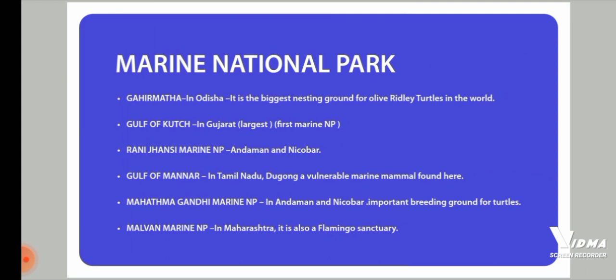Next we deal with the marine national parks. There are 6 marine national parks. The first one, Gahirmatha in Odisha. It is the biggest nesting ground for the olive ridley turtles in the world. And next, Gulf of Kutch in Gujarat.